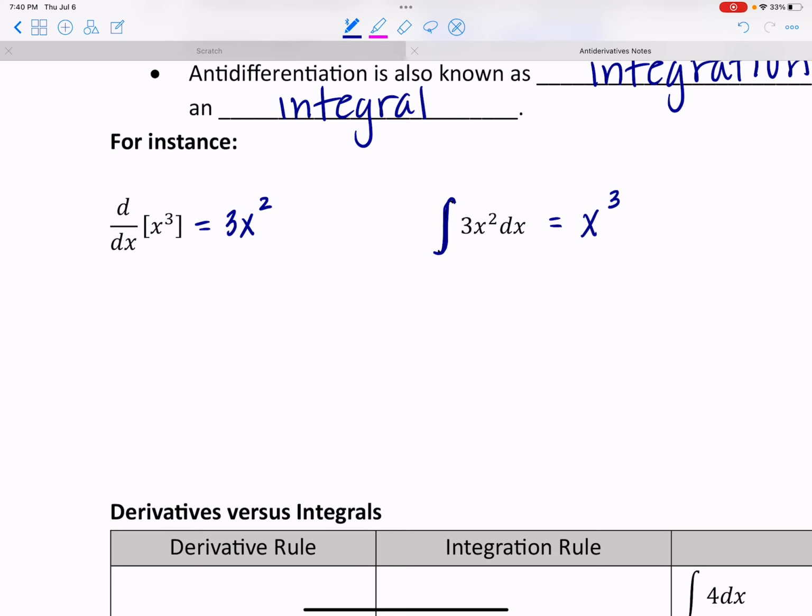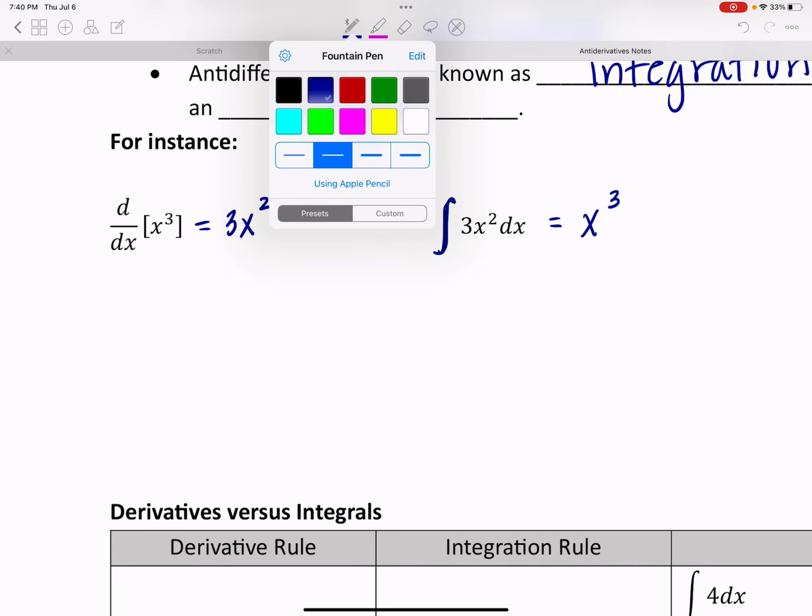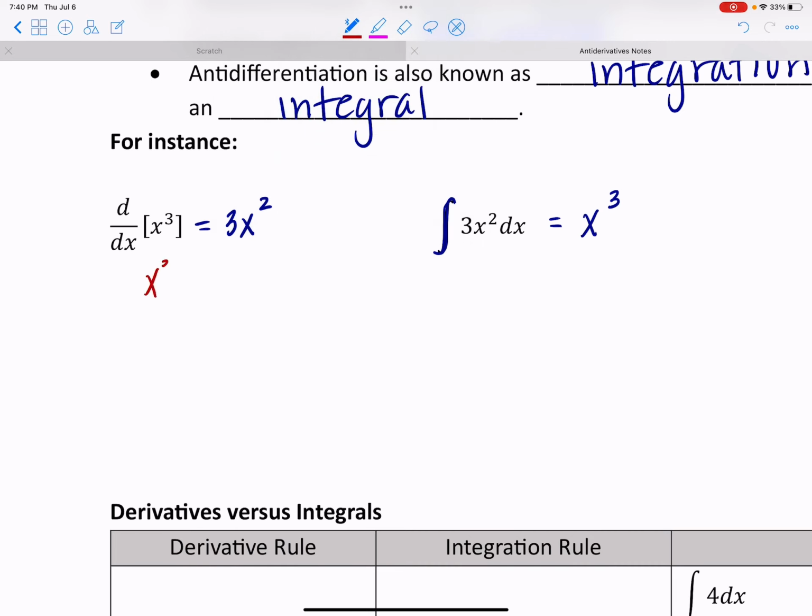When we take the derivative of x cubed, we get 3x squared. But if I was to take the derivative of, let's say, x cubed plus 1, that derivative with respect to x would also be 3x squared, because the derivative of the constant would be 0. Or if that was an x to the third plus 7, then our derivative would still be 3x squared. Or if it was an x cubed minus 4, then our derivative would still be a 3x squared.